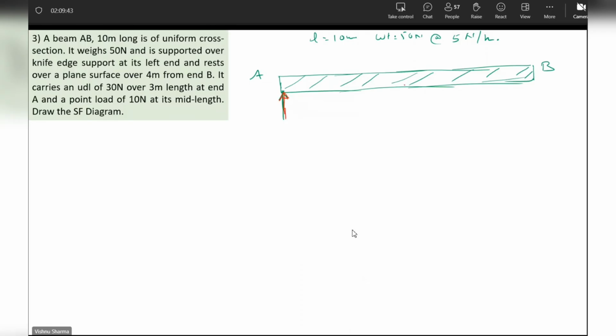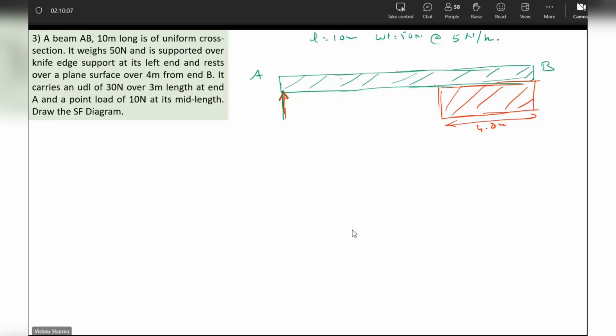So this is 5 meters, and 4 will be somewhere here. It is resting on a plane surface at end B. This distance is 4 meters. It carries a UDL of 30 newtons over a 3 meter length at end A.